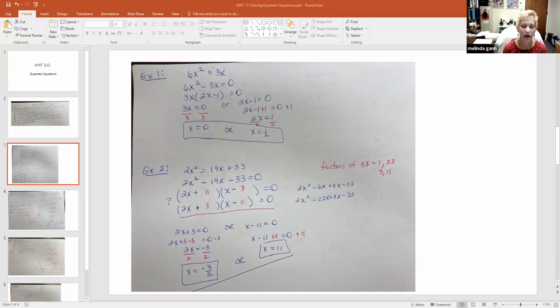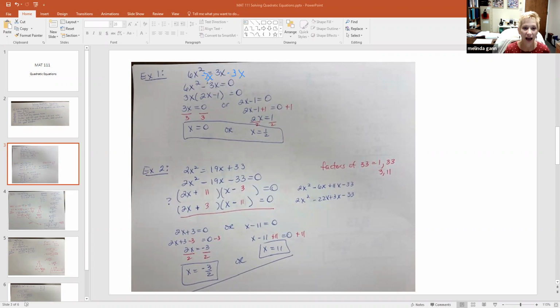6x squared equals 3x. So everything's got to be on one side of the equation. I decided just to arbitrarily put everything on the left side and have 0 on the right side. So how did I do that? Well, remember, how would I get rid of that 3x? I'd have to subtract 3x on this side, and then subtract 3x on that side. Well, 3x minus 3x goes out and leaves me 0, and so that's where I got 6x squared minus 3x. So now everything's on one side and 0's on the other side.